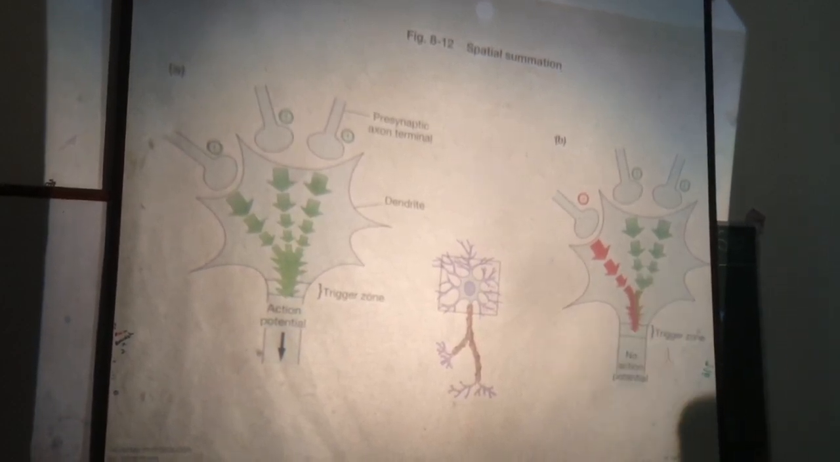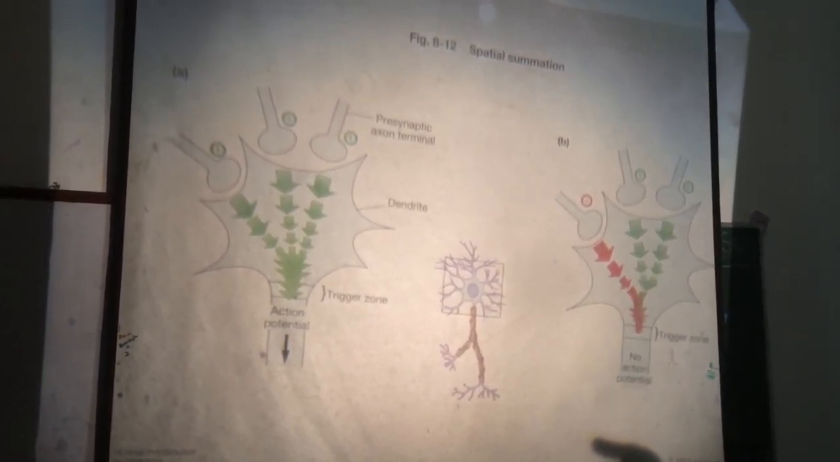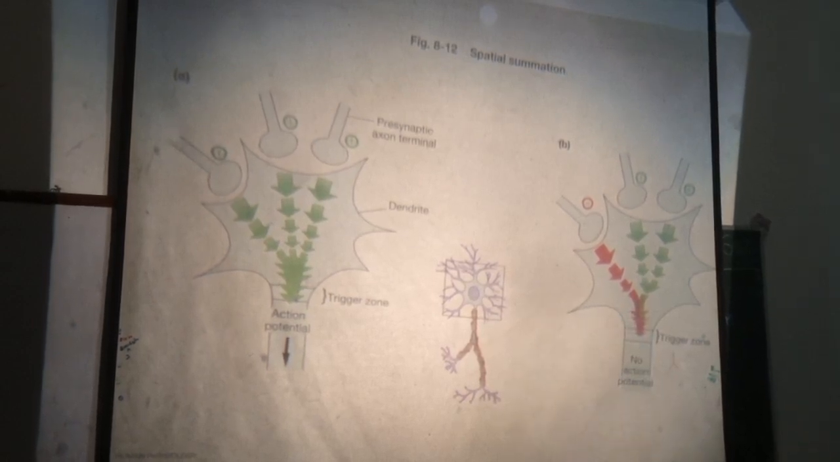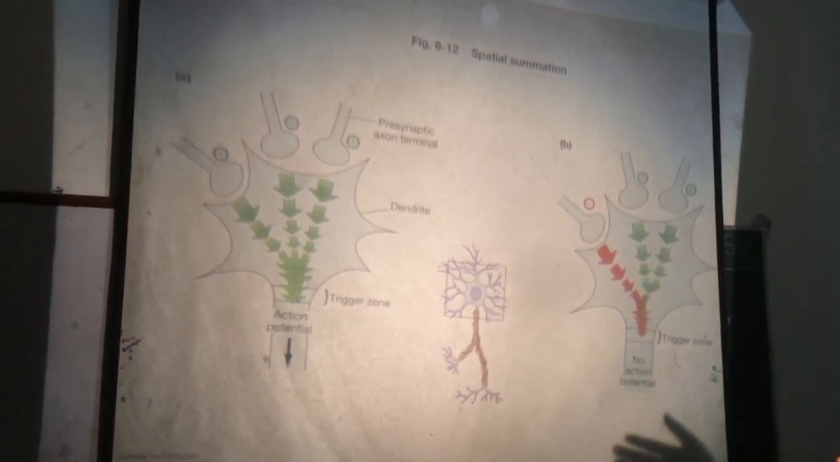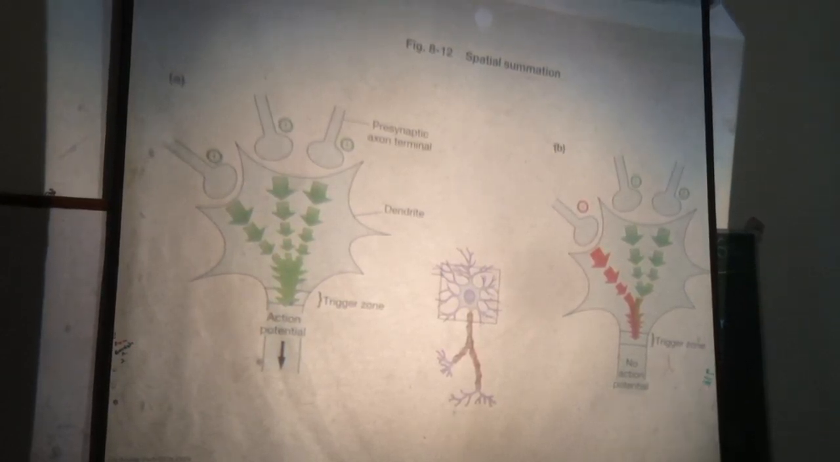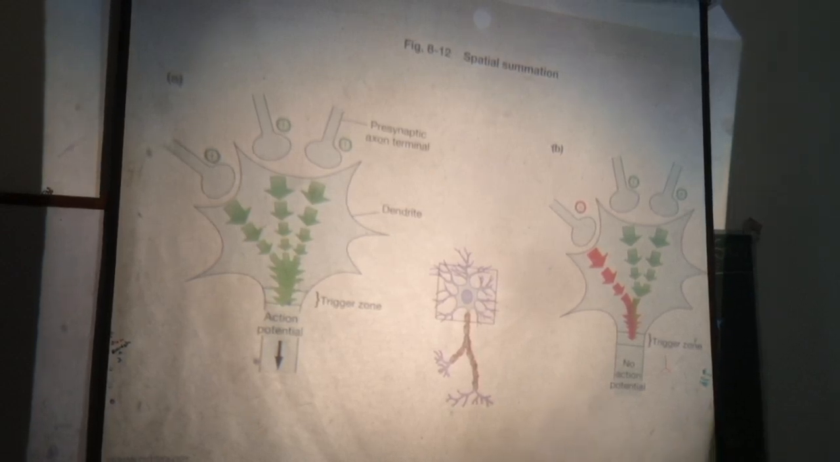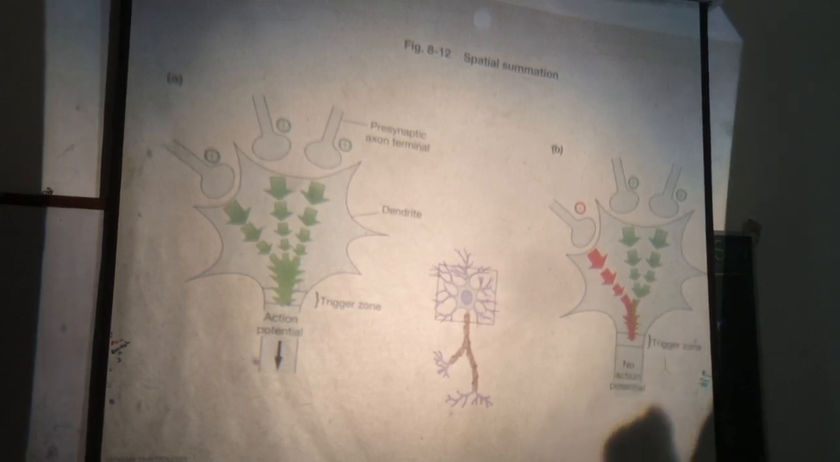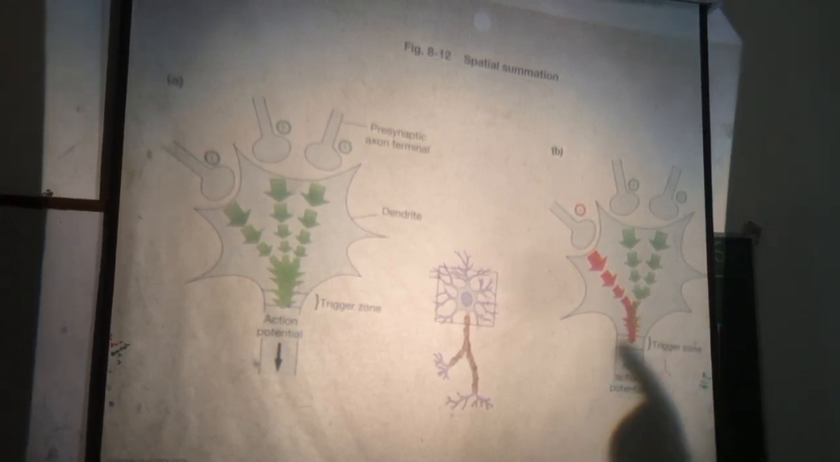If there is a larger number of synapses in the reflex arc, there will be more synaptic delay. So the more neurons or synapses in the reflex arc, the more time is taken in synaptic delay. At one synapse, it is 0.5 millisecond.